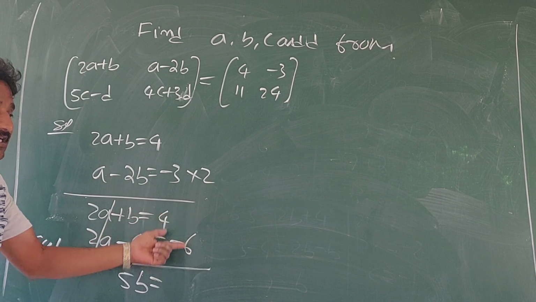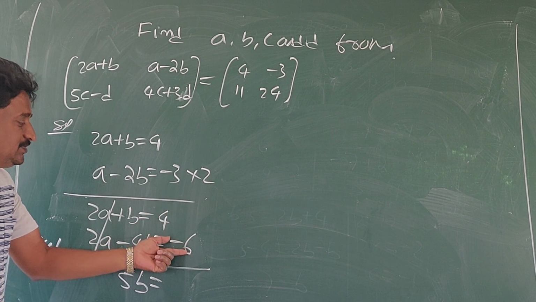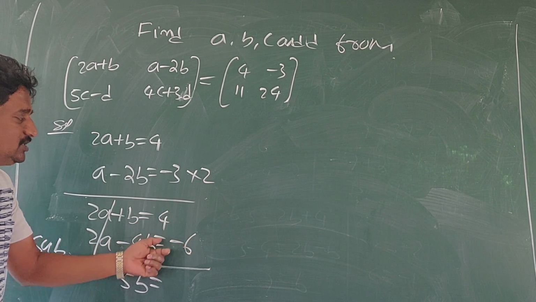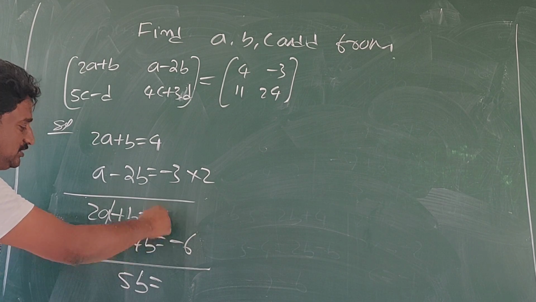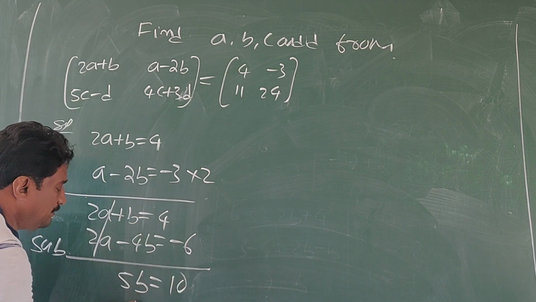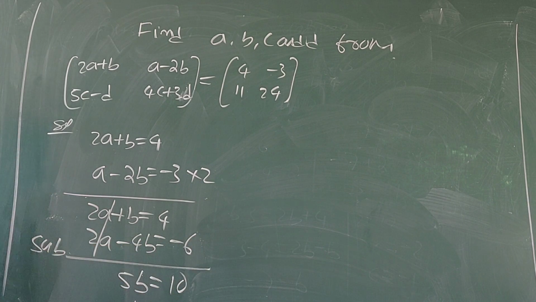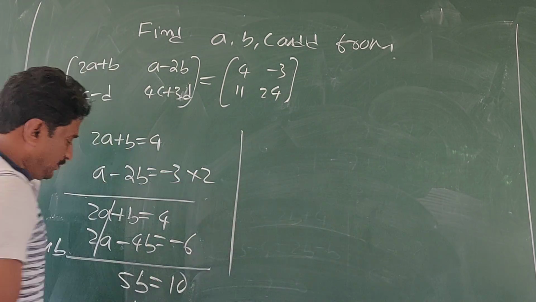Again we are doing subtraction. While doing subtraction, minus of minus becomes plus. 6 plus 4 is 10. 5B is equal to 10, so B is equal to 2. We got the B value.